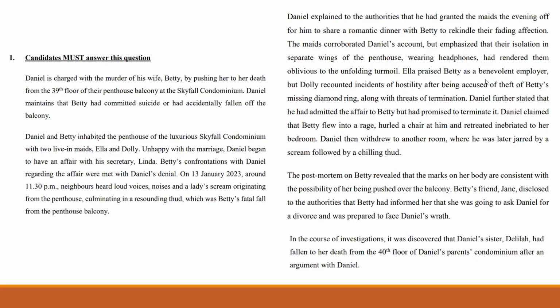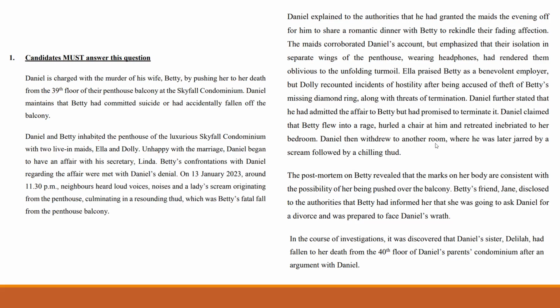So Ella praised Betty as a benevolent employer, but Dolly recounted incidents of hostility after being accused of theft of Betty's missing diamond ring, along with threats of termination. Daniel further stated that he had admitted the affair to Betty, but had promised to terminate it. Daniel claimed that Betty flew in a rage, hurled a chair at him, and retreated inebriated to her bedroom.